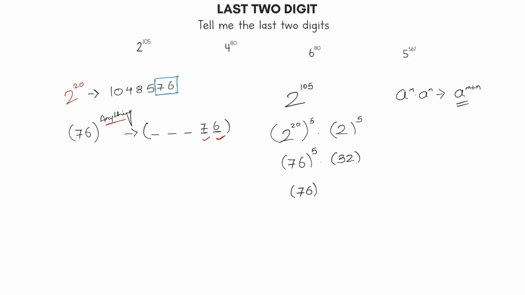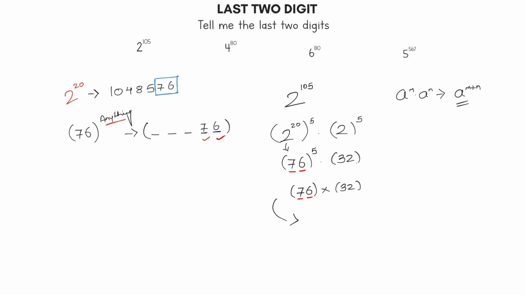Correct. I'm just not writing the entire number. If you can visualize, 2 raised to 20 is a big number. I just wrote the last 2 digits of that. 76 raised to 5 is a big number, but I just wrote the last 2 digits of that, 76. 76 is now being multiplied by what? 32. And now the problem is over.